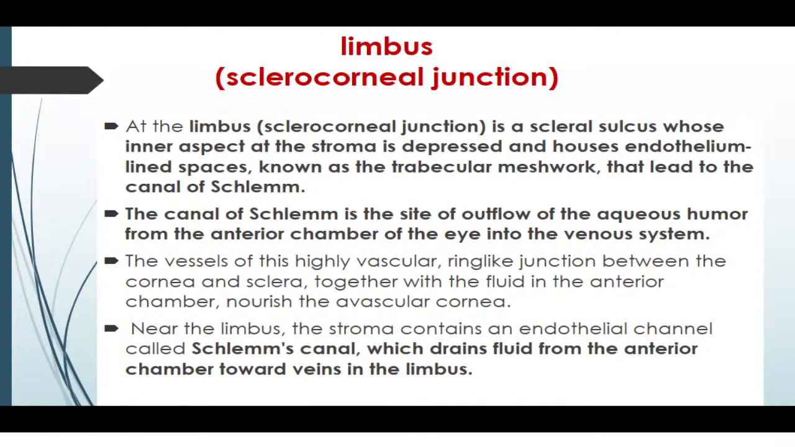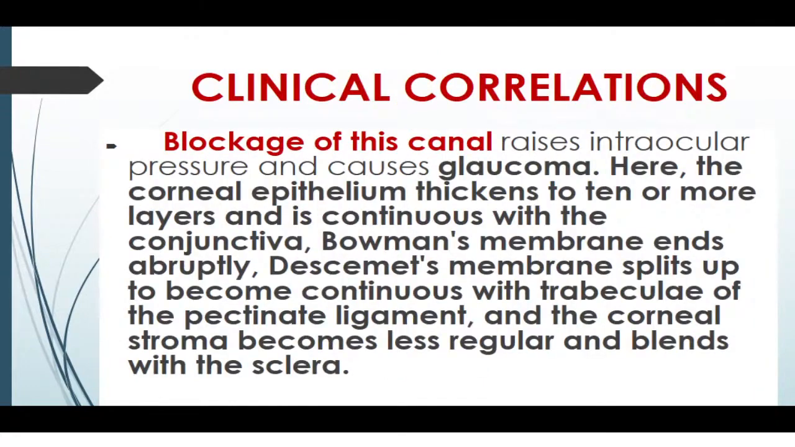The canal of Schlemm is the site of outflow of the aqueous humor from the anterior chamber of the eye into the venous system. The vessels of this highly vascular ring-like junction between the cornea and sclera, together with the fluid of the anterior chamber, nourish the avascular cornea. Near the limbus, the stroma contains the endothelial canal called the Schlemm canal, which drains fluid from the anterior chamber towards the limbus. Clinical correlation: blockage of this canal raises intraocular pressure and causes glaucoma.